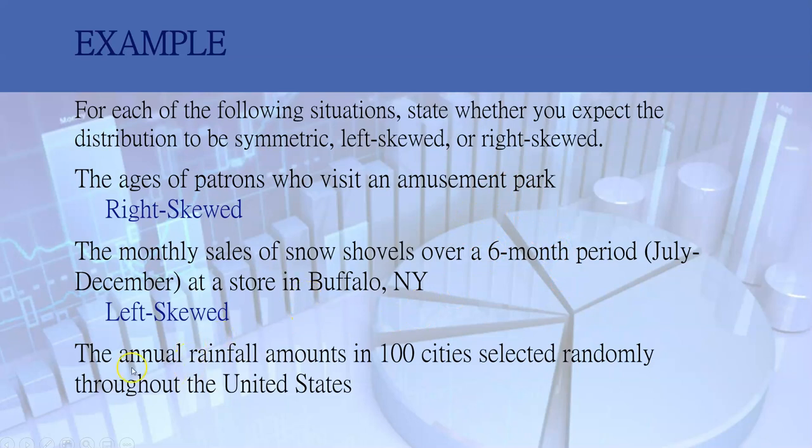And then for the annual rainfall amounts in 100 cities selected randomly throughout the U.S., that's probably going to be symmetric. The average rainfall is going to be somewhere in the middle, but for every dry city, you're going to have an equal number of really, really high rainfall cities like Seattle. That's going to offset each other, and that's probably going to make it look very symmetric.